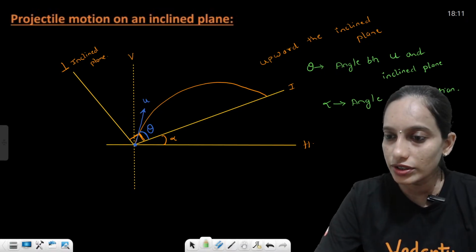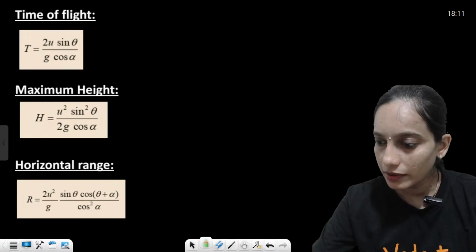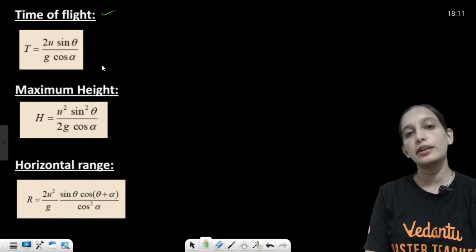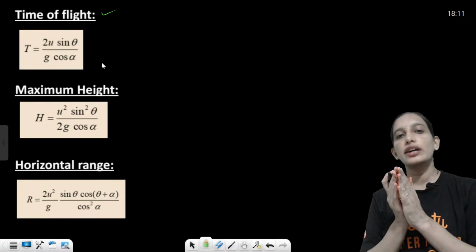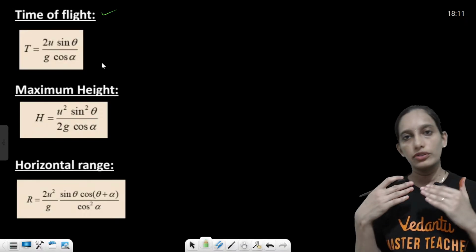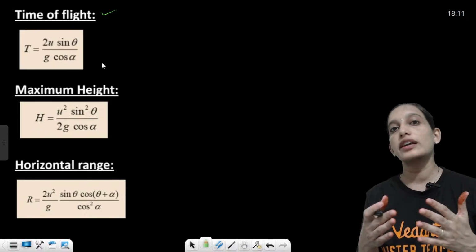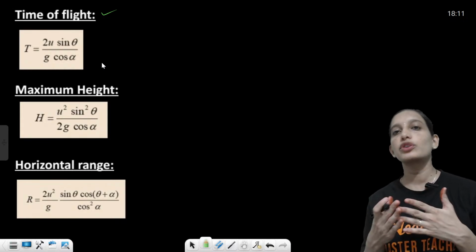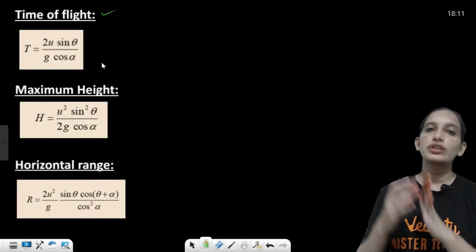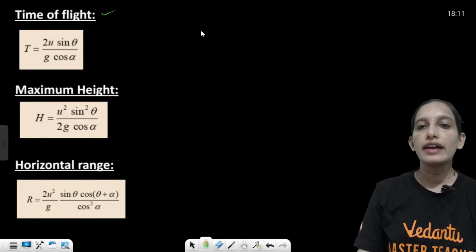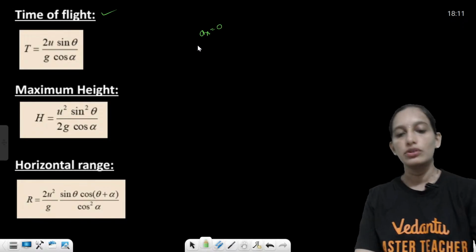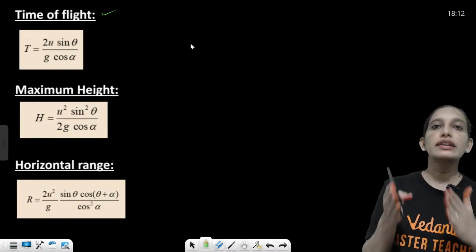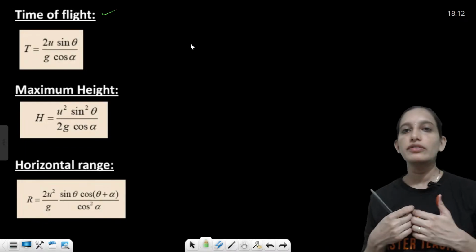So now quickly just recollect the formulas that we have dealt with. One is time of flight, that is 2u sin theta by g cos alpha. I already told you that in our previous cases, the normal projectile motion or ground to ground or oblique projectile motion, the entire acceleration due to gravity was along the vertical direction and acceleration along x-axis was 0. But here it is not the case. There is a component of acceleration along the inclined plane, also along the vertical direction.